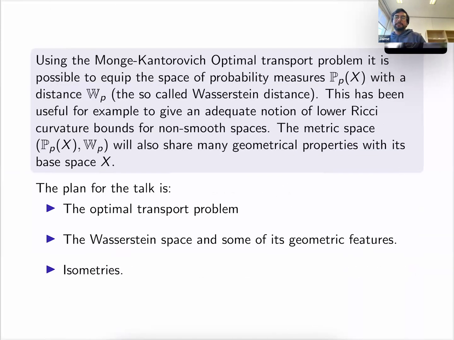And the plan for today is going to be the following. First, I will talk about the optimal transport problem, define it rigorously, and give some examples of it. Then I will define the Wasserstein spaces and talk about some of their geometric properties. And finally, I will focus on isometries, on things that are known, as well as some contributions, and some things that one can try for further research.